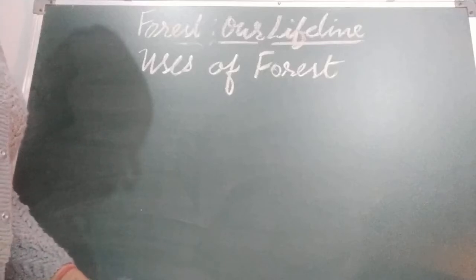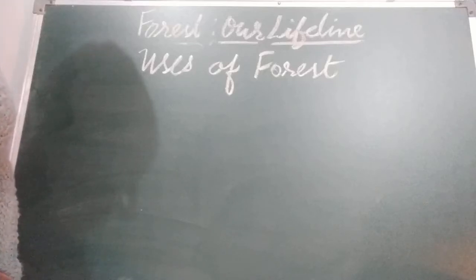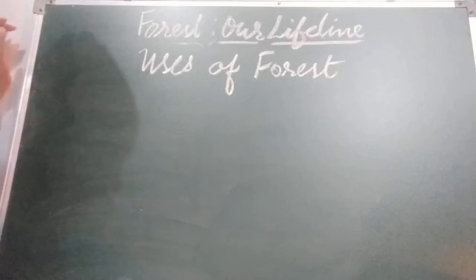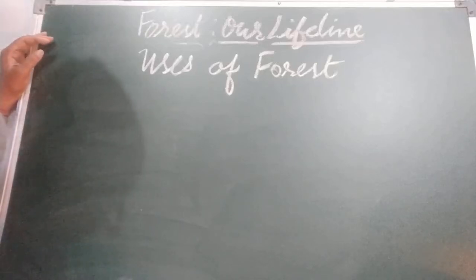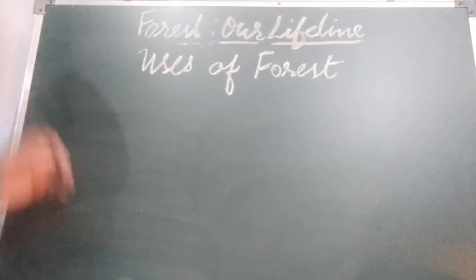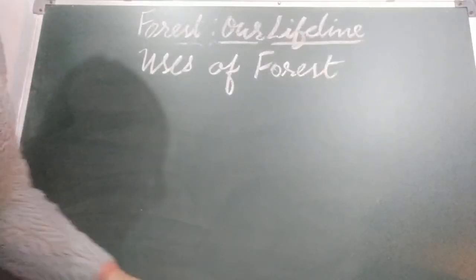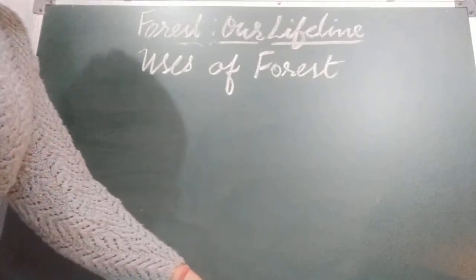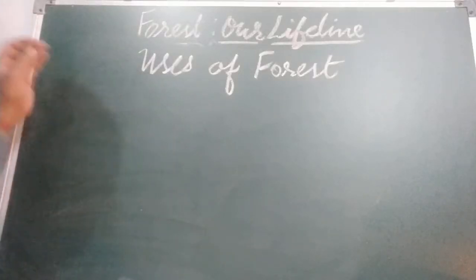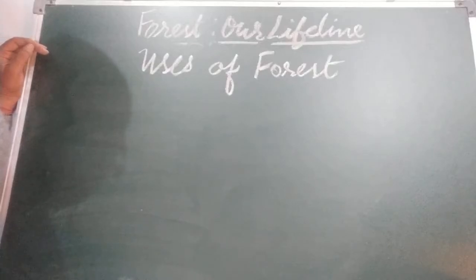Children, we are going to discuss uses of forests. Forests play a major role in our life. Early humans gathered food and were dependent on the forest for all their basic needs, such as food, clothing, and shelter. We depend on forests for several other things, directly or indirectly, or we can say that everyone depends on forests directly or indirectly.